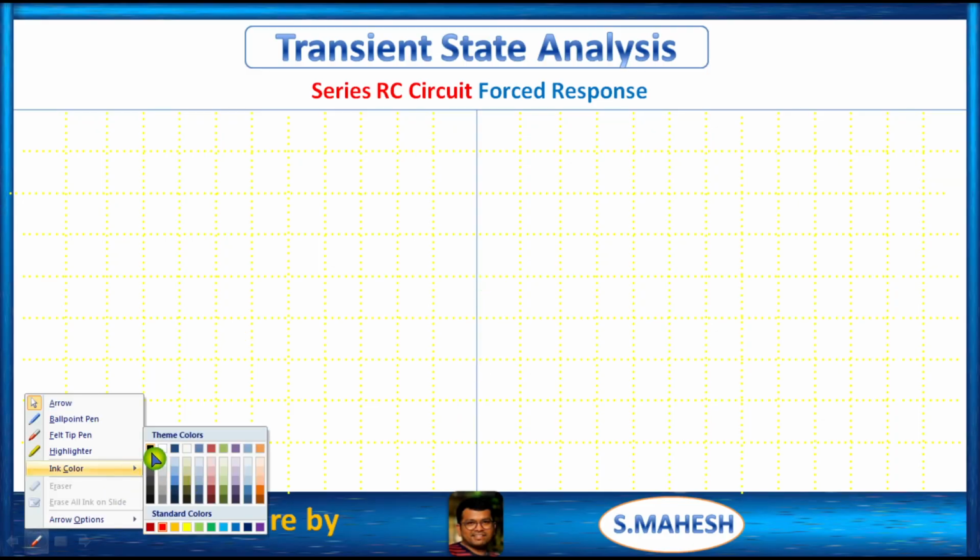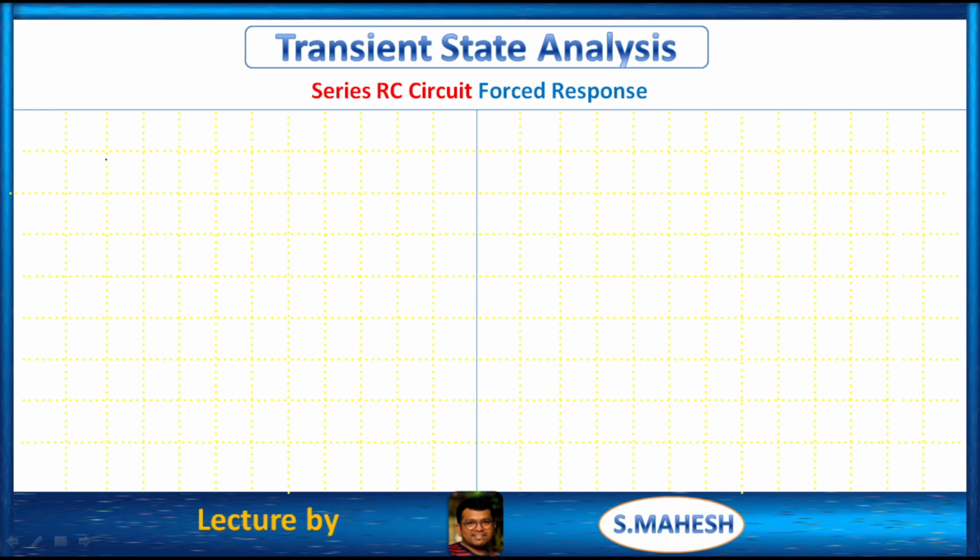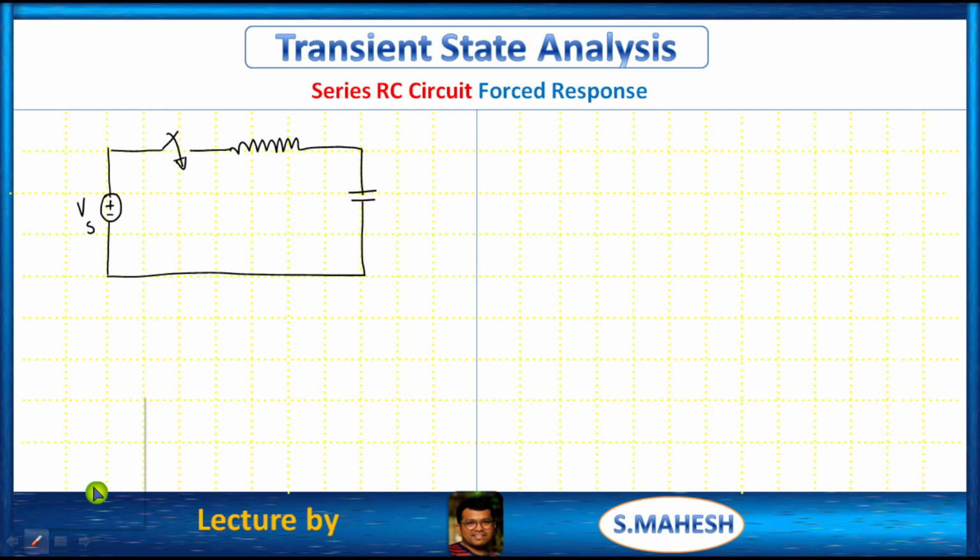First we have to get the circuit diagram for this. Supply voltage, that is DC excitation, right? Vs. We are having a switch, right? Then R, finally C. RC circuit, right? R, C. This is switch. This is the supply voltage Vs. Okay.